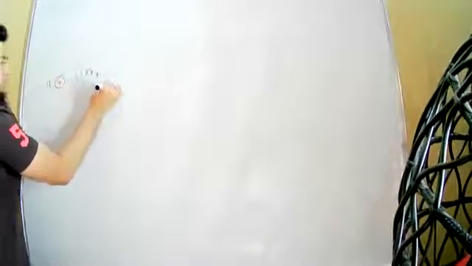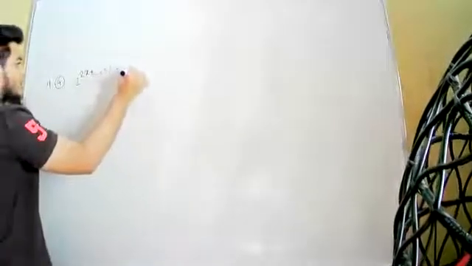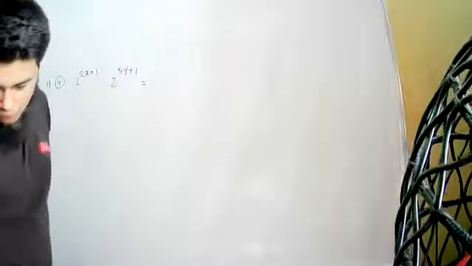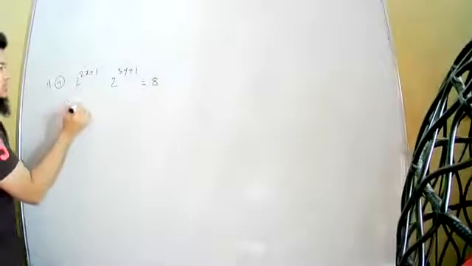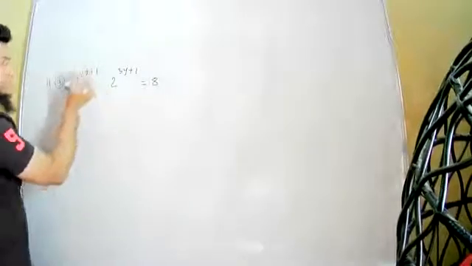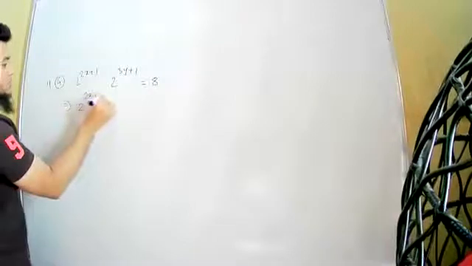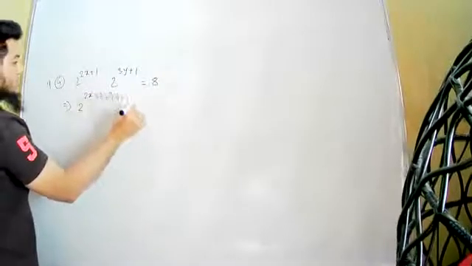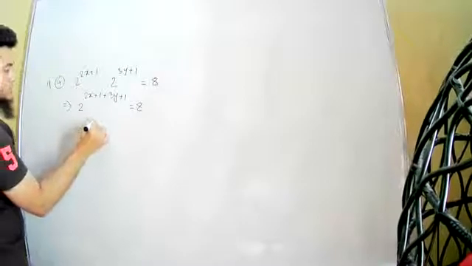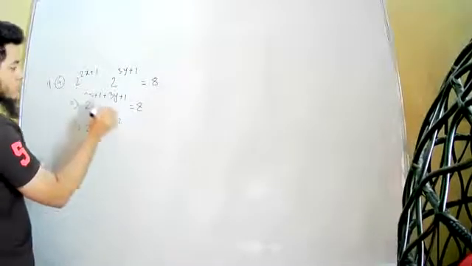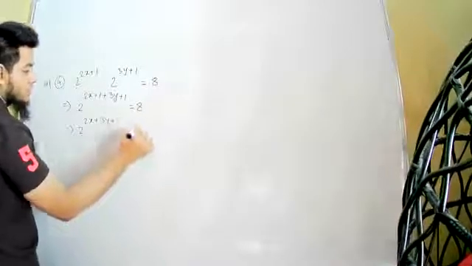So 2 to the power 2x plus 1 into 2 to the power 3y plus 1 is equal to 8. Okay, so this is the first equation. Let us deal with it first. As there is a multiplication in between, the powers will be added. So 2x plus 1 plus 3y plus 1 gives the power 2x plus 3y plus 2, and 8 can be written as 2 cubed.